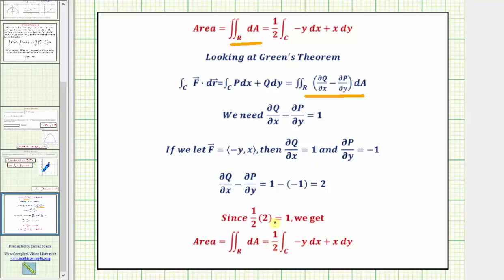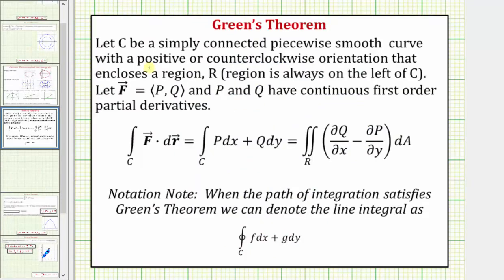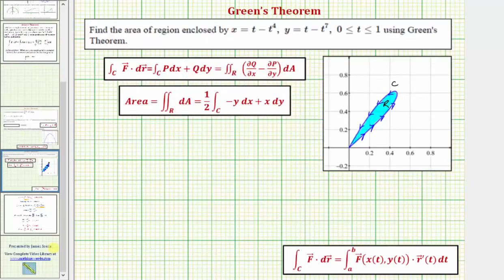Now before we apply the formula though, we do want to make sure the curve C, given by the parametric equations, does satisfy Green's theorem. For review, the curve C must be a simply connected piecewise smooth curve with a positive or counterclockwise orientation that encloses a region R. Remember, if the curve C has a positive orientation, then the region R would always be on the left of the curve C. And I've already checked this. The curve given by the parametric equations would be traced out in this direction, and therefore it does have a positive orientation. So Green's theorem is satisfied. The curve C is a simply connected piecewise smooth curve with a positive orientation.